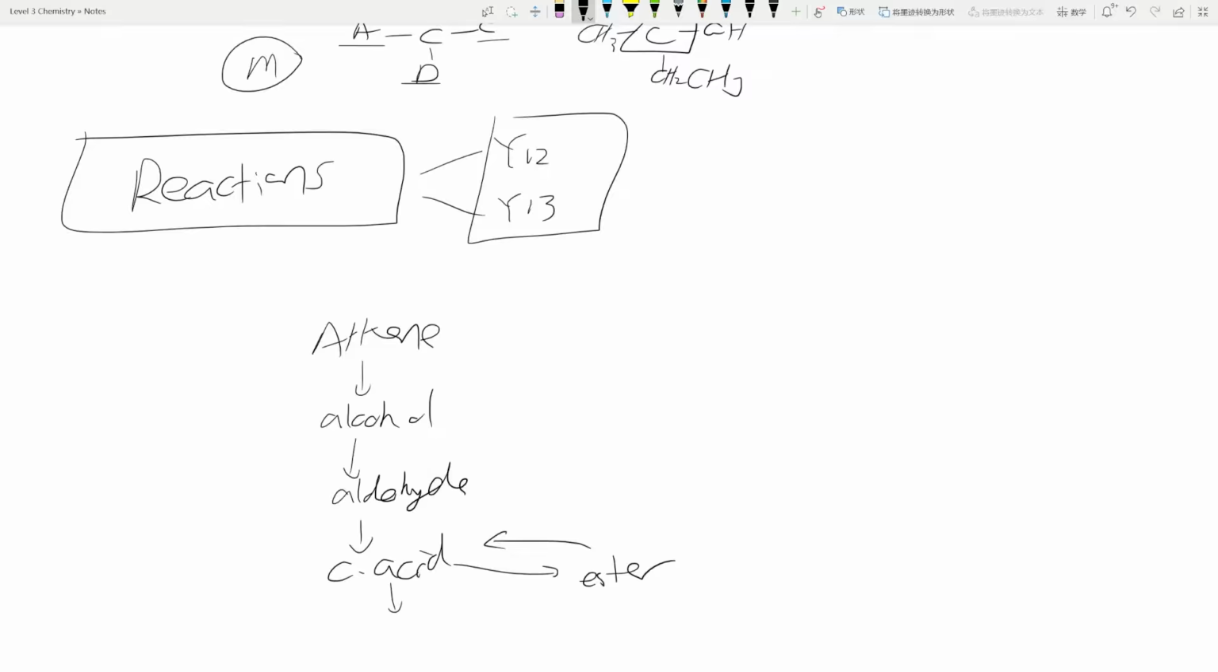Your carboxylic acid can turn into acyl chloride or acid chloride, doesn't matter which one, and then that can turn into an ester, and then you can turn this into an amide, and then you can also do hydrolysis back to the acid. Then you can do the acyl chloride.